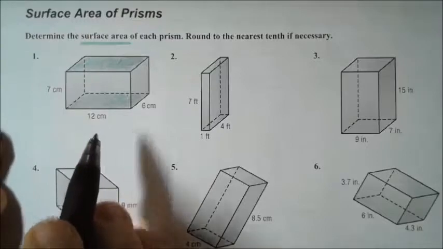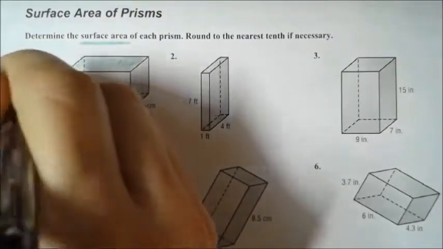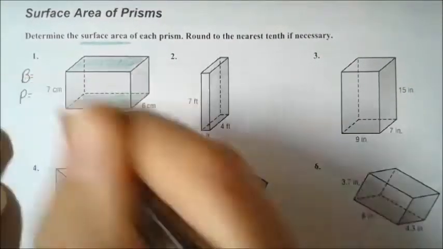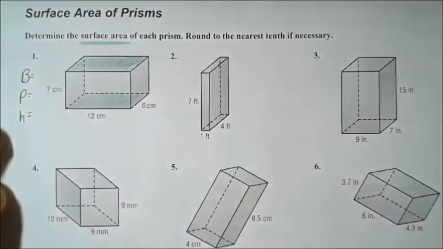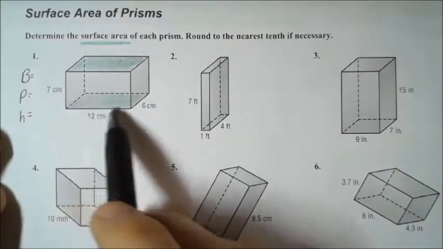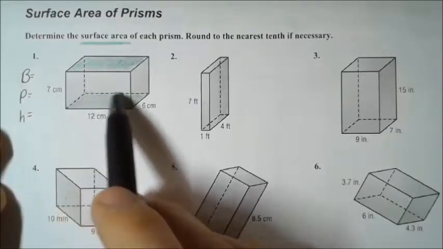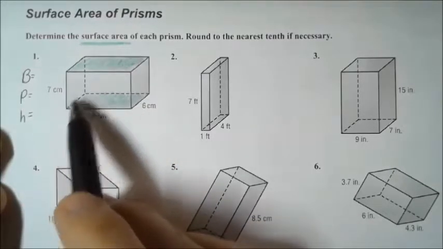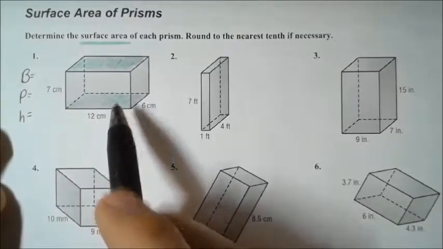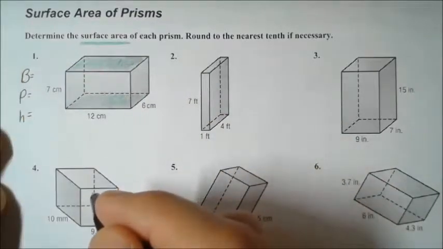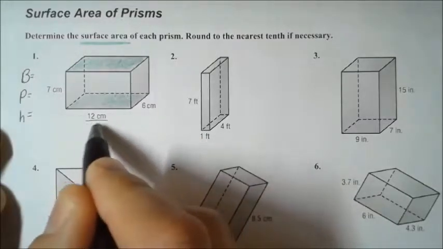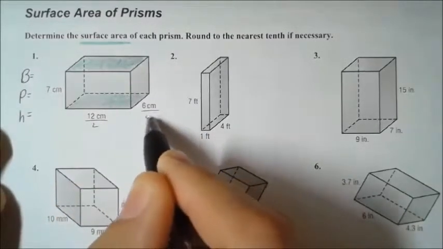Now that we got our bases shaded, we need to find big B, we need to find P, and we need to find H. Remember, I told you that the formula for big B was going to change. Our base is no longer a circle, so we have to use the formula for the area of a rectangle. Whenever we're trying to find the area of a rectangle, it's simply length times width. It doesn't matter which one you use, but I'm going to say this is the length, and this is my width.